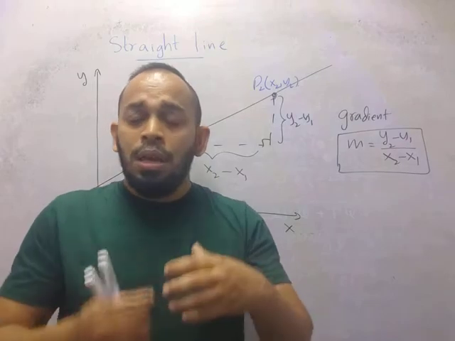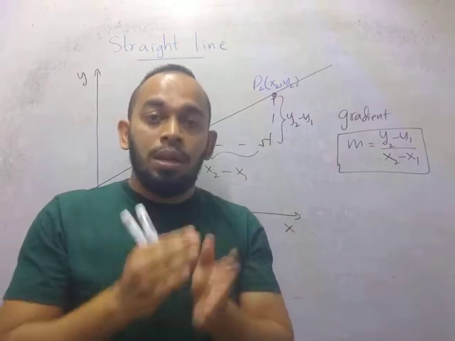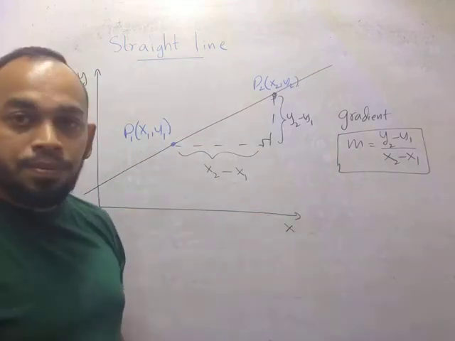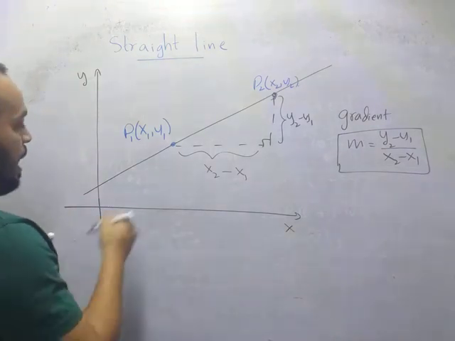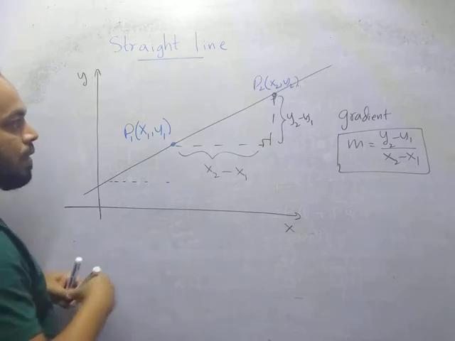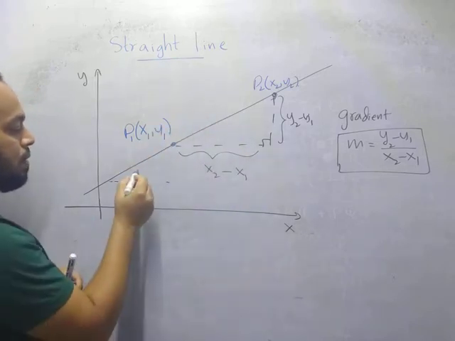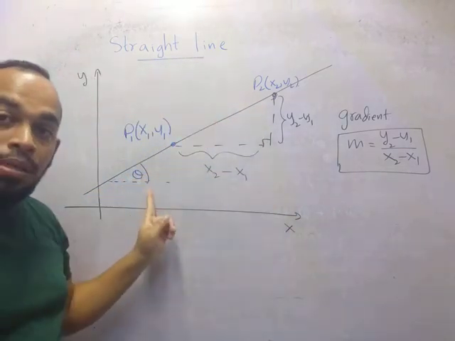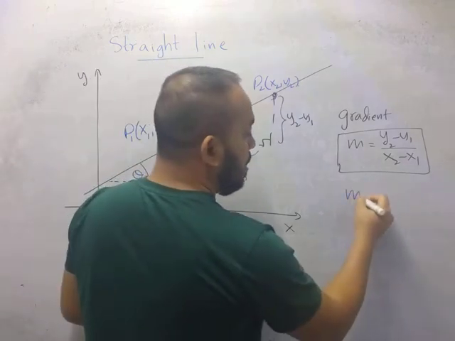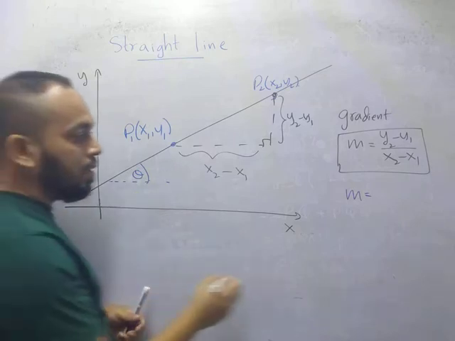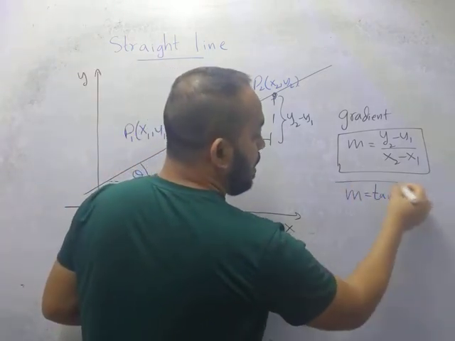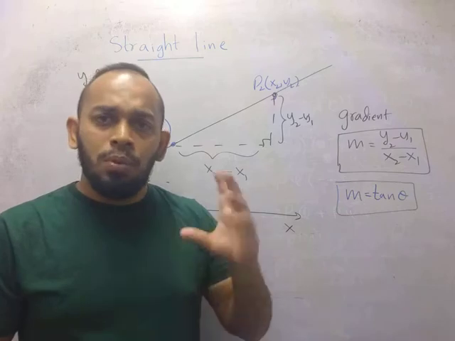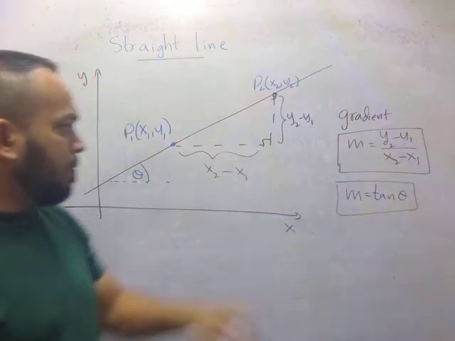So this is how you find the gradient of any straight line. If you can find two points through which the straight line passes, then you can find the gradient of this line. This is called the gradient. Now, if the angle that the line makes with the positive axis is given instead, then the gradient can also be found in that way, tan theta. The tan value of this angle gives you the gradient. These are two different ways that you can find the gradient, but mostly we would be using this method.